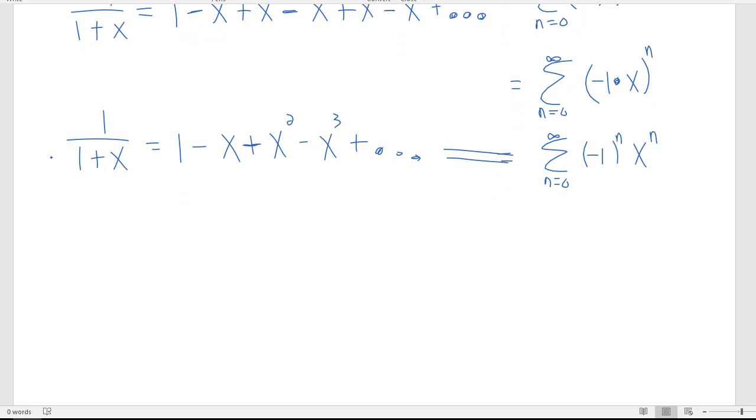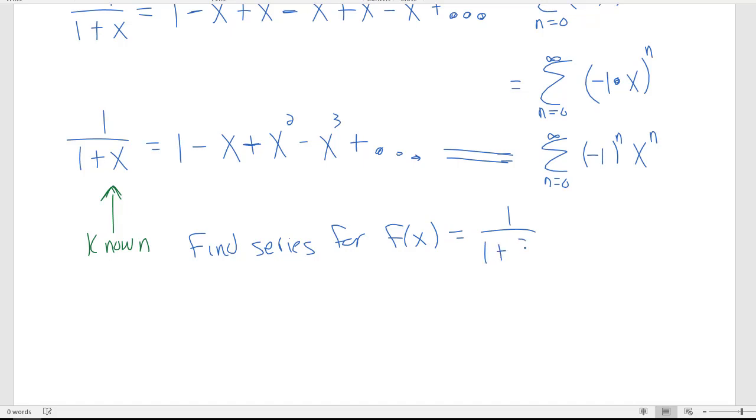So what I want you to do here is use this prior example, use this prior function 1 over 1 plus x as now it's known. So let's say this is known, and what I want you to do is use this, right? This is known. So let's find a series for the function, let's say 1 over 1 plus 3x. So I want you to pause the video for me and find the power series for this function. And when you're done, unpause and we'll come back and do it together.